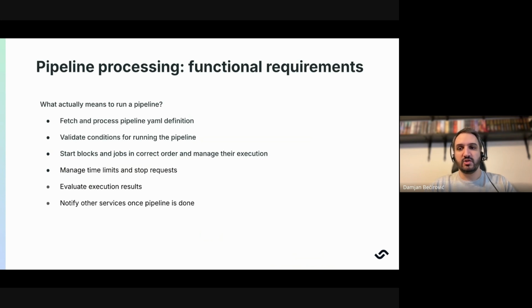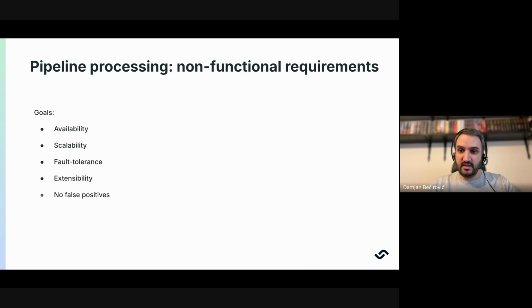Once the pipeline is cleared to run, the blocks need to be started in proper order based on their dependency graph. The jobs from each block are then passed to the next service and processing system. While jobs are running, the Plumber is keeping track of execution time limits to prevent stuck jobs from incurring additional expenses. Also, if the user stops the pipeline manually, all running jobs need to be terminated properly. Finally, once the pipeline is done, other services need to be notified. Now, let's see what are the non-functional requirements for the pipeline management system.